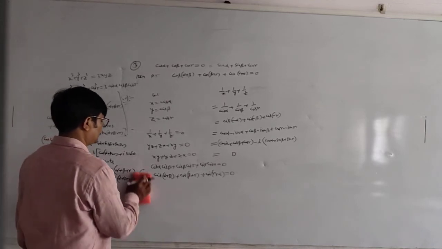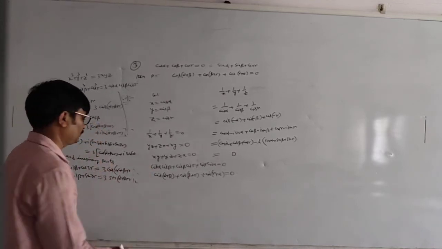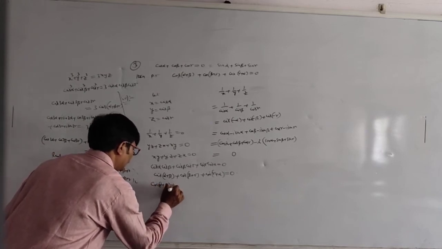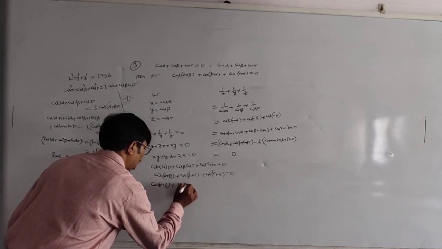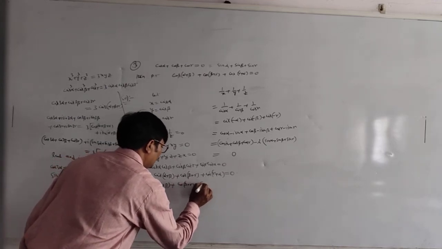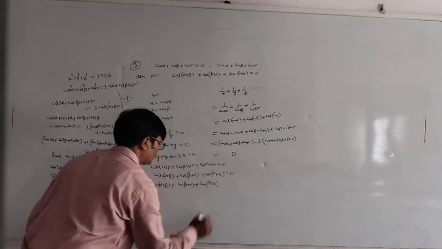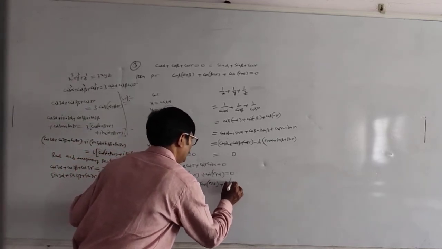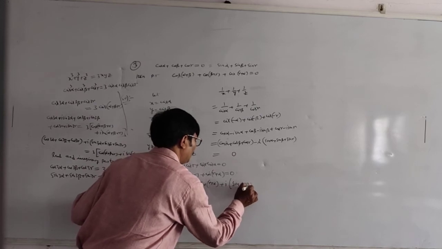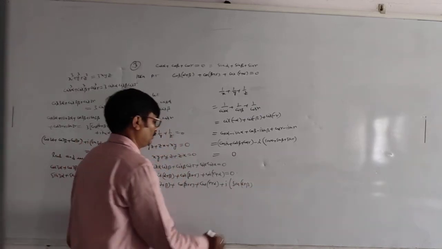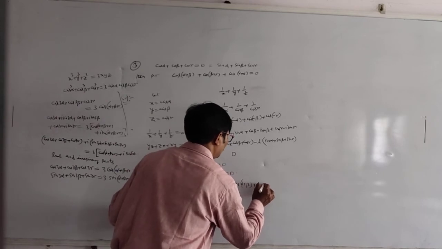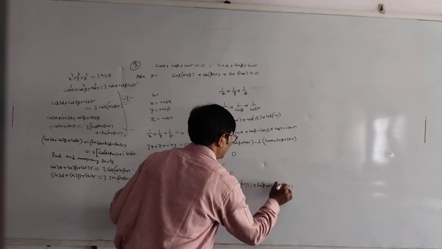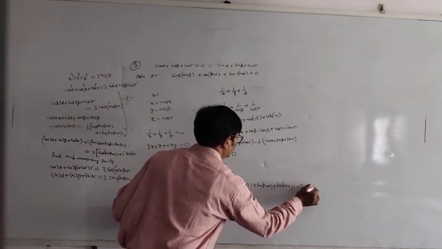Now students, we can remove the cis. What is there? Cos of alpha plus beta is the real part here, cos of beta plus gamma is the real part here, and the real part here is cos of gamma plus alpha. After that, i into the imaginary part: sin of alpha plus beta, sin of beta plus gamma, sin of gamma plus alpha. That is 0 plus i into 0.